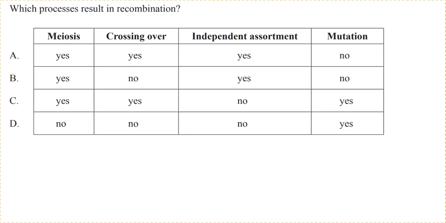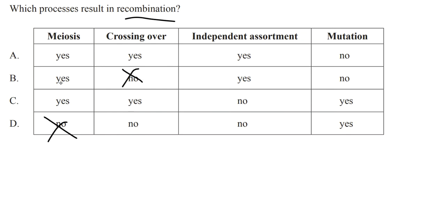Which process results in recombination? Meiosis. Yes, meiosis does. Crossing over, yes, it does. So B and D are eliminated. Independent assortment. Ooh, independent assortment.